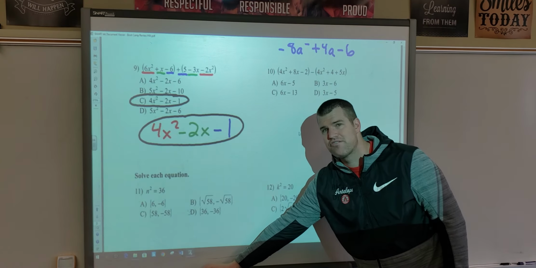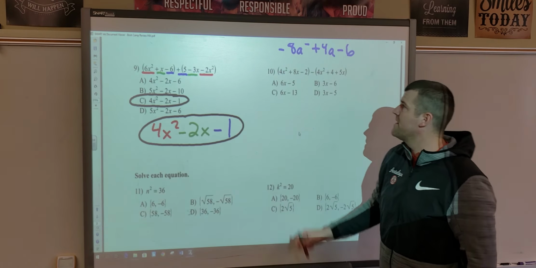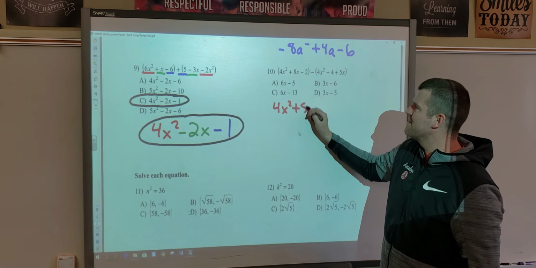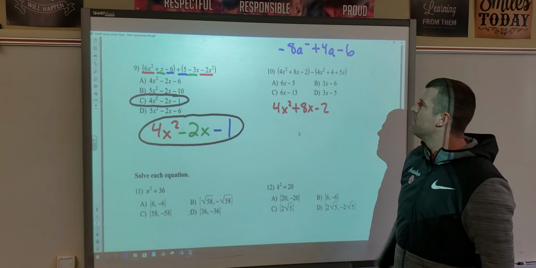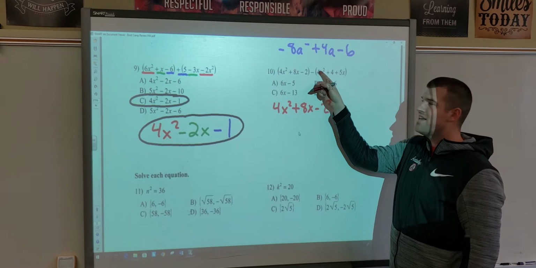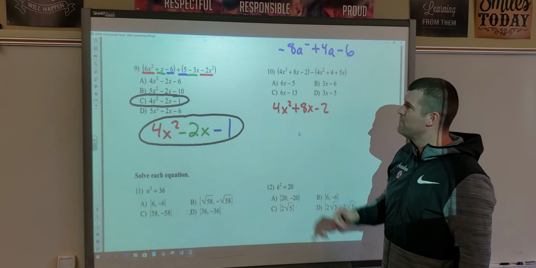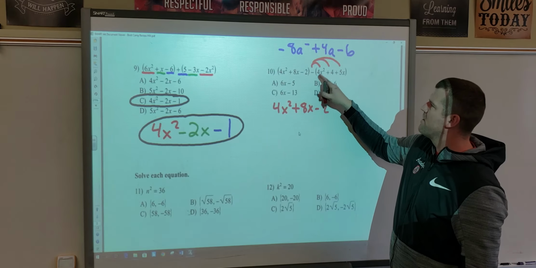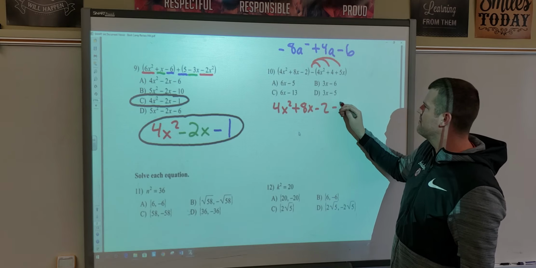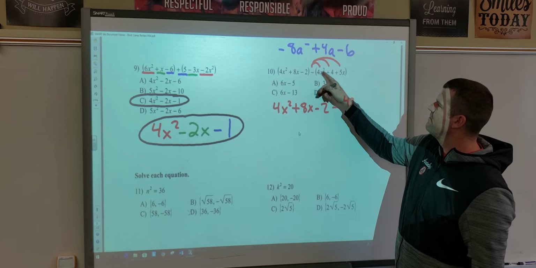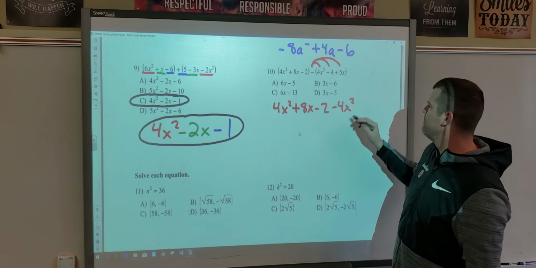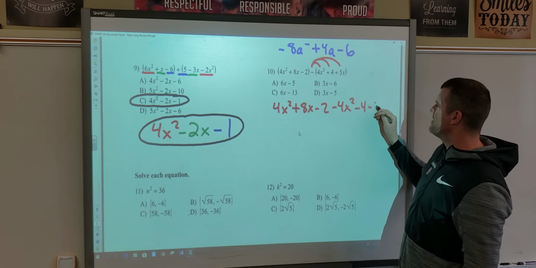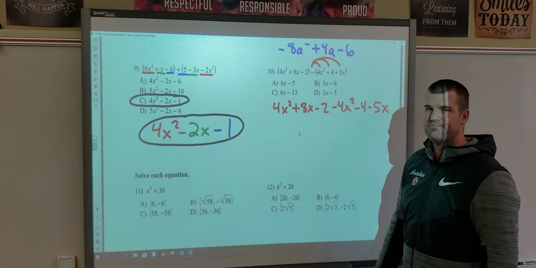Number 10, we're back to another subtraction problem. So again, I'm going to rewrite my original polynomial because that one is not going to change. But the second polynomial, we're going to subtract everything that is inside of that polynomial. So we're essentially distributing the negative. So instead of 4x squared, we're going to do minus 4x squared. Instead of positive 4, we're going to do minus 4. And then instead of 5x, we're going to do minus 5x. So that's a negative 5x.